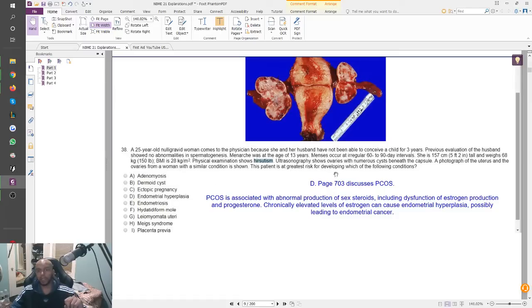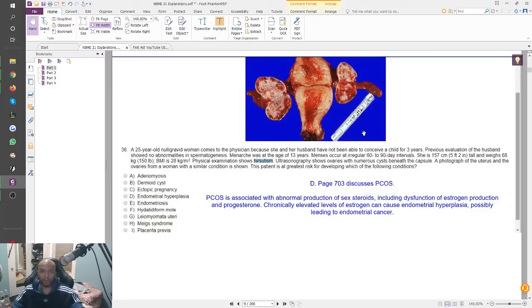The patient is at greatest risk for developing which of the following conditions? Hirsutism, difficulty conceiving, BMI of 28. This is all a giveaway for PCOS, polycystic ovarian syndrome. And what is she at the greatest risk of having? So they gave you a bunch of answer choices.